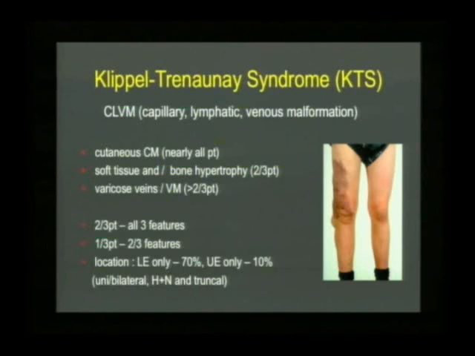It can affect the head and neck and can be truncal, and as we know, it can occur in association with other conditions such as Sturge-Weber syndrome. And it's very important to identify these patients as well. Before I forget, you can get KTS affecting the trunk.